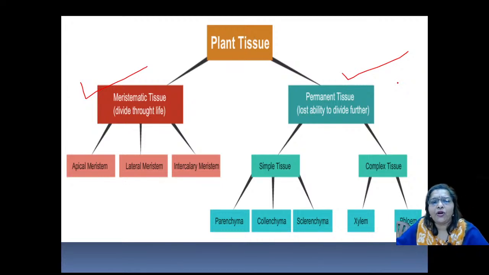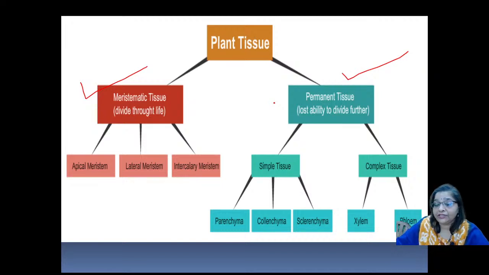That is, they keep on dividing and dividing quietly but very rapidly, and these help in the growth of the organism, growth of the plants, right? And that is why plants show unlimited growth. Whereas the permanent tissues are those tissues which are formed from the meristematic tissue by certain modifications. We call that process differentiation.